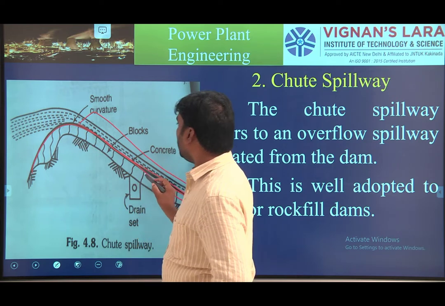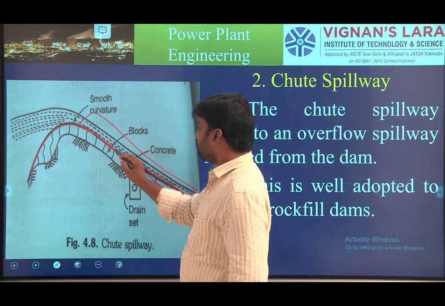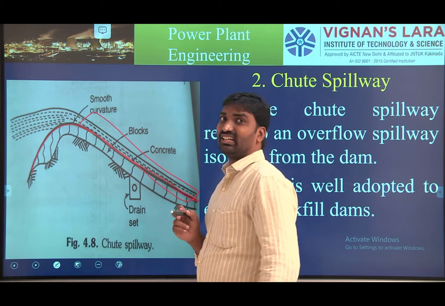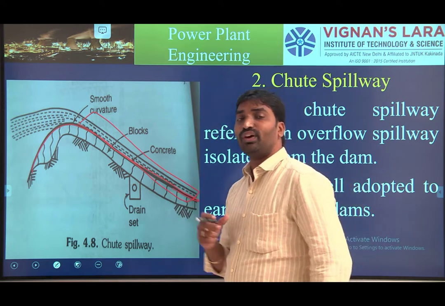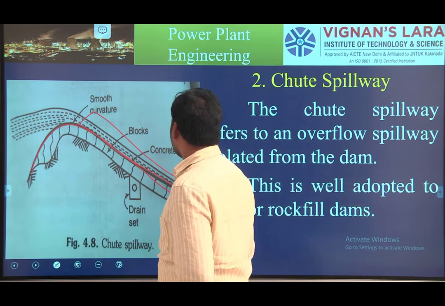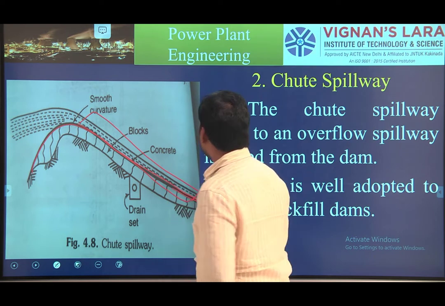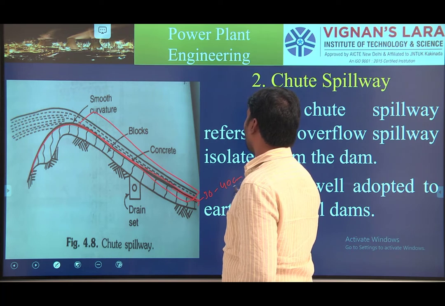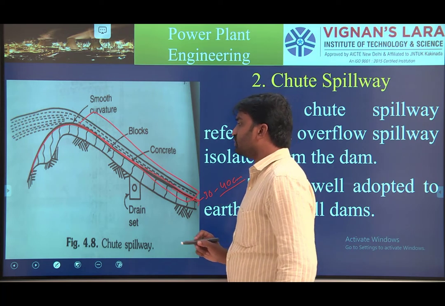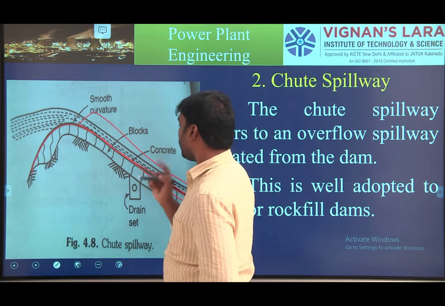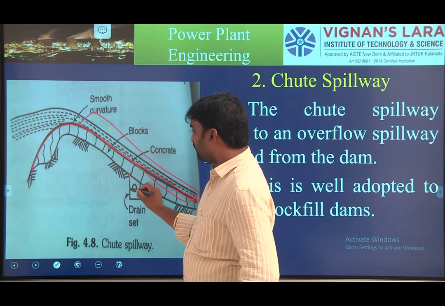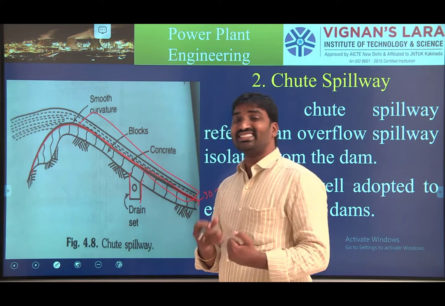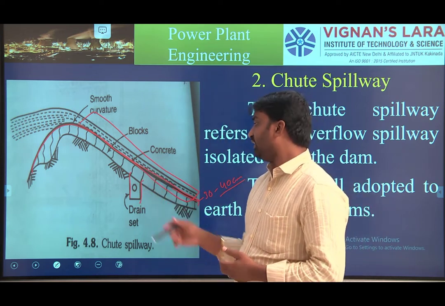Okay. And here the smooth curve is made with a concrete slab. Generally we use a very thick concrete slab, 30 to 40 centimeters in thickness. So it is manufactured with a concrete material, and below that we can arrange drain sets. So here we drain the water. The excess amount of water we can drain by using a drain set.